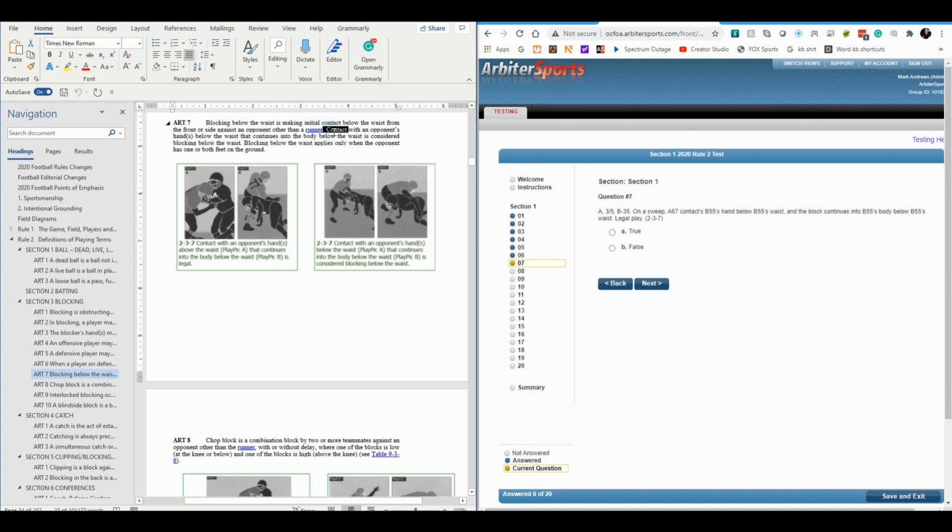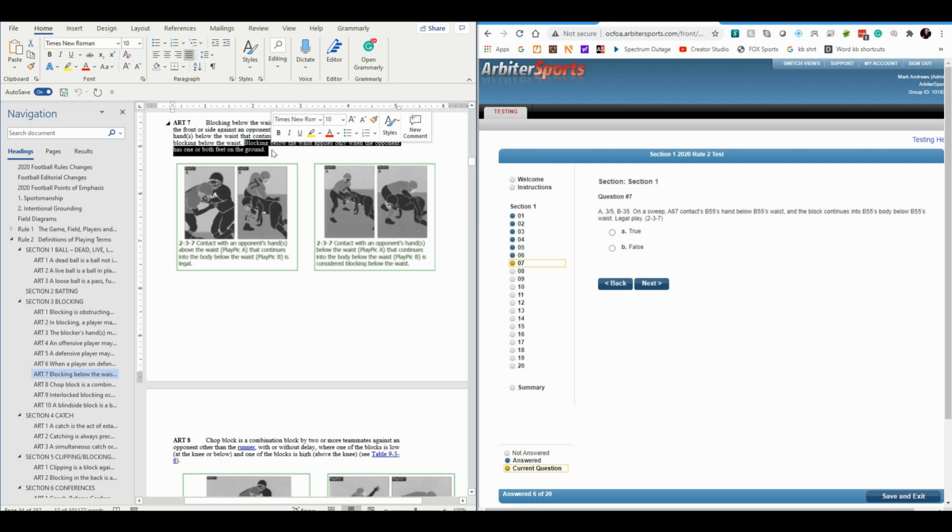Contact with an opponent's hands below the waist that continues into the body below the waist is considered blocking below the waist. Okay, blocking below the waist only applies when the opponent has one or both feet on the ground. And that's something to keep in mind as well. So the germane part for the question is right here. Contact with an opponent's hands below the waist that continues into the body below the waist is considered blocking below the waist. So we've covered that. So this is, it's not a legal play. It's false.